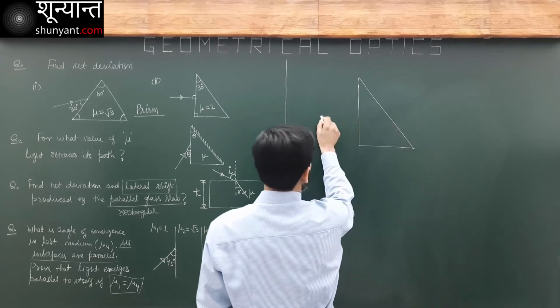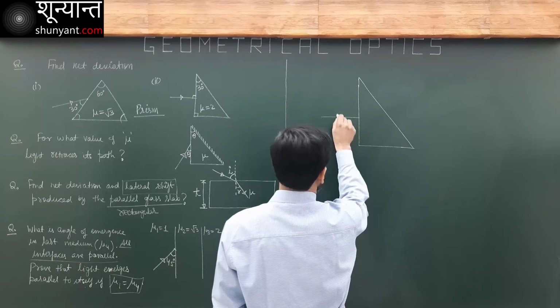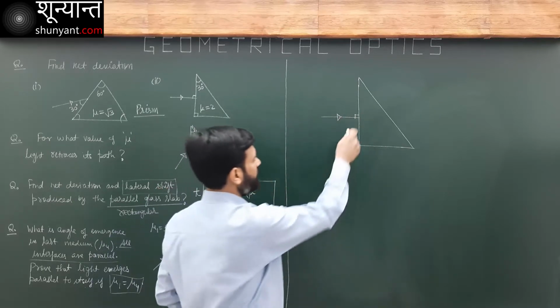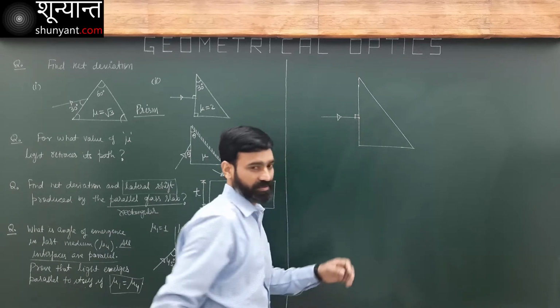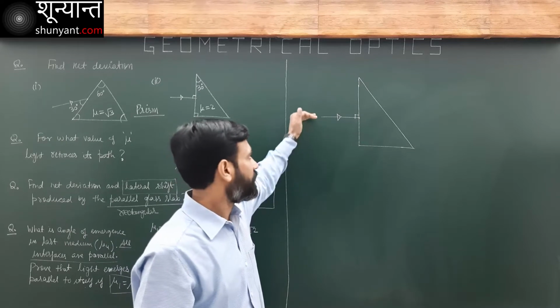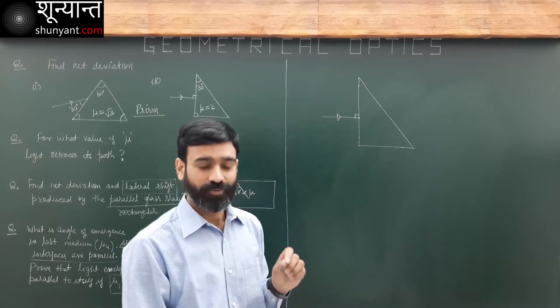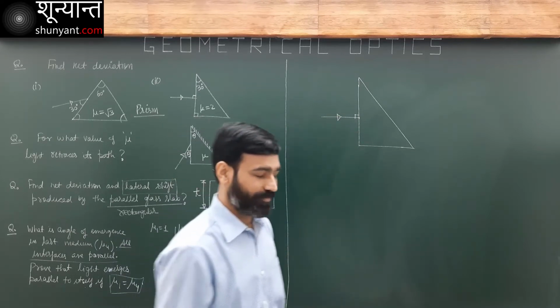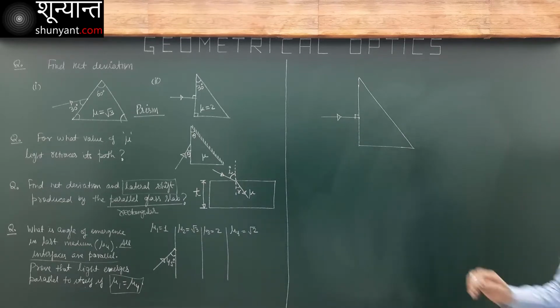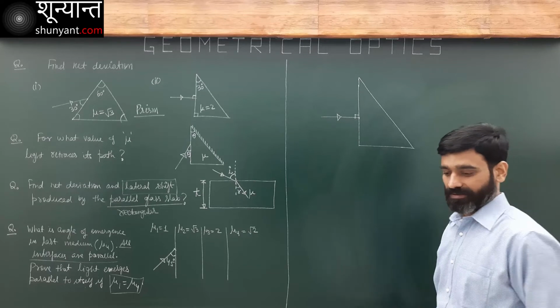Okay. Light is incident like this. It is normal incidence. At this point, the medium changes. Angle of incidence is 0. It is a normal incidence. Will there be refraction? First question. Will there be refraction for this normal incidence?